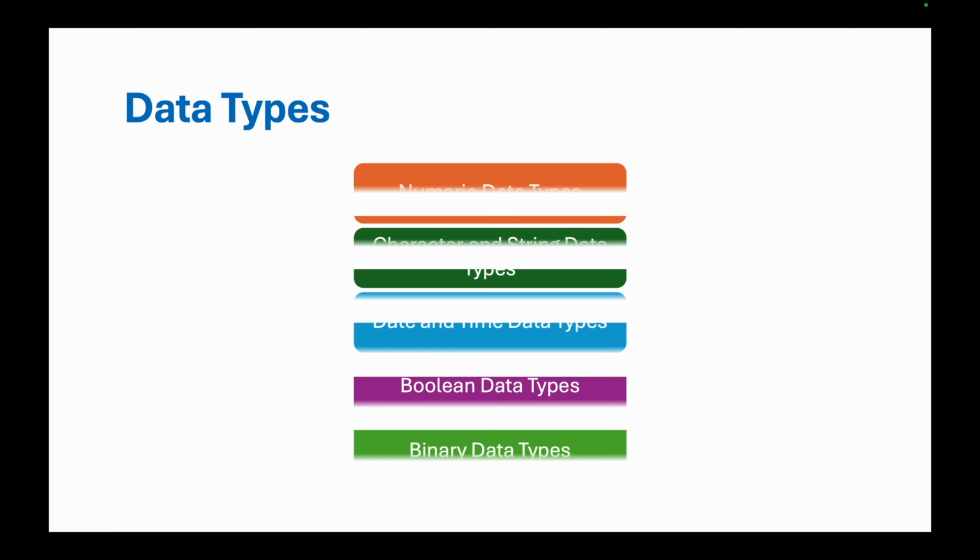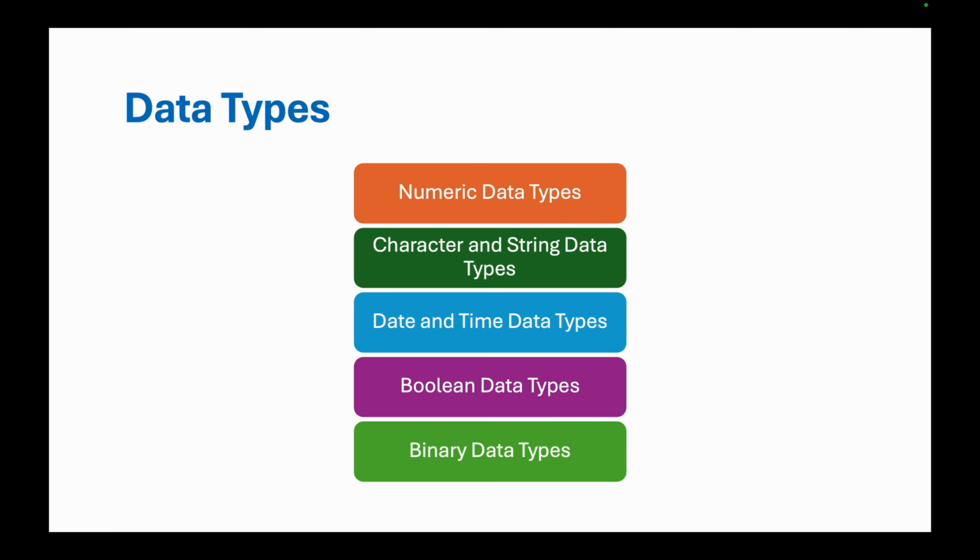The main SQL data types can be categorized into numeric data types, character and string data types, date and time data types, Boolean data types, and binary data types. Now let's go and see all these data types in detail.